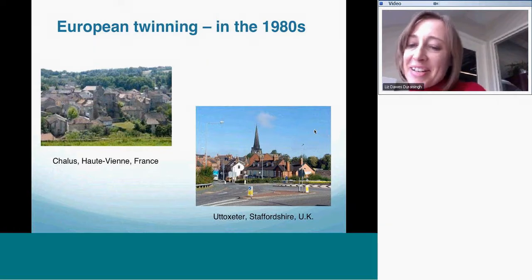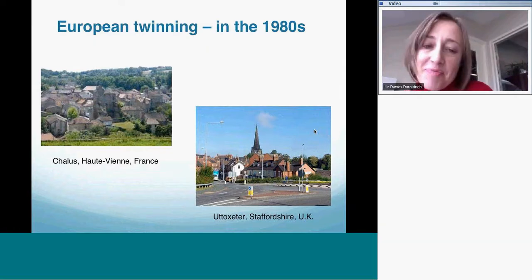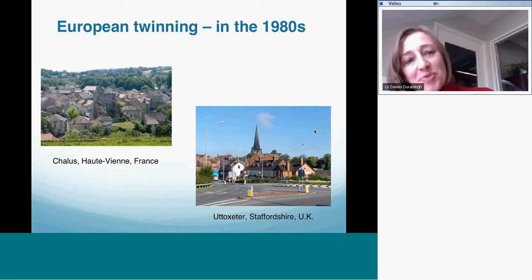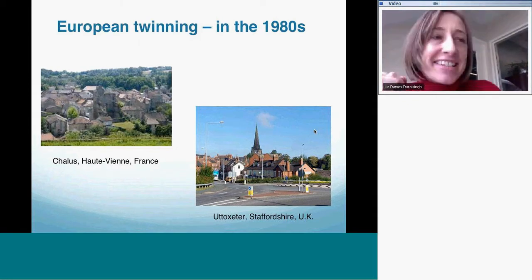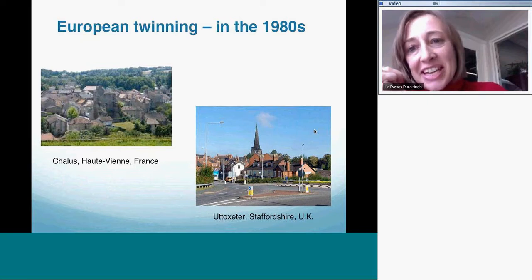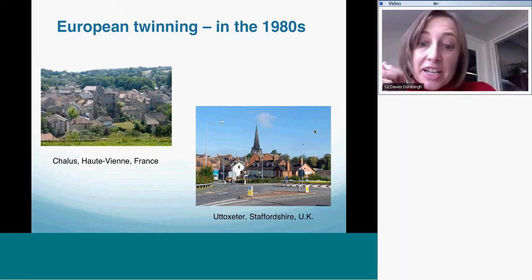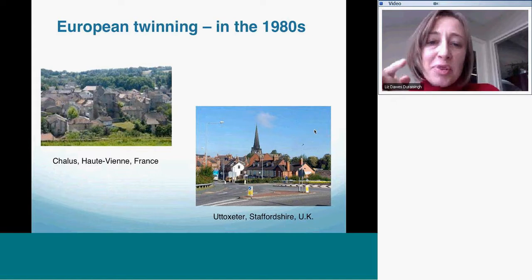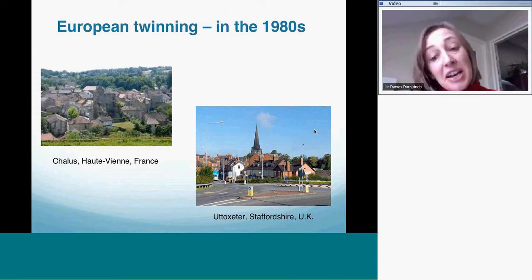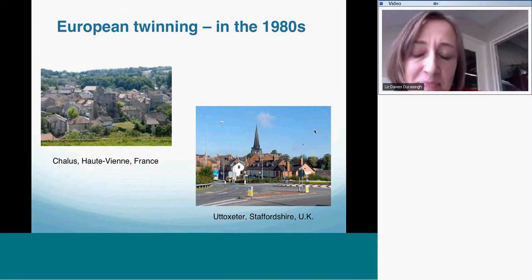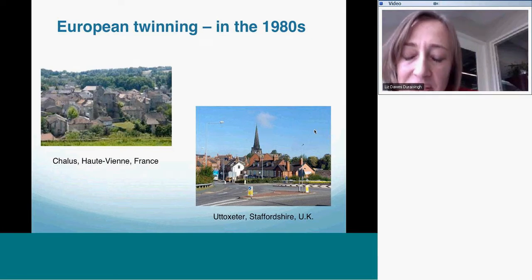So I wanted to start on a personal note. As you might have guessed from my accent, I'm based in the US, but I'm not from the US. And I had my own eTwinning pre-internet when I was growing up in the UK in the 1980s. I went to school in a small town called Uttoxeter in Staffordshire. A really pivotal moment for me was a French exchange program where I sent letters back and forth to Karine, my French pen friend, and then I stayed with her on her family's farm in Chaloux in Haute-Vienne, and she came back and spent two weeks with my family.